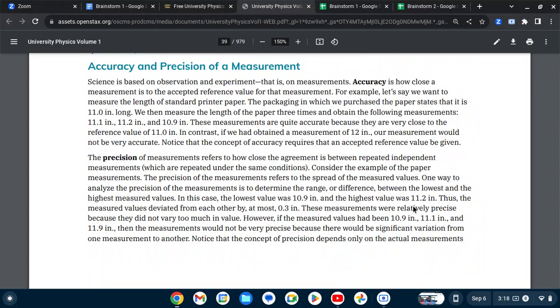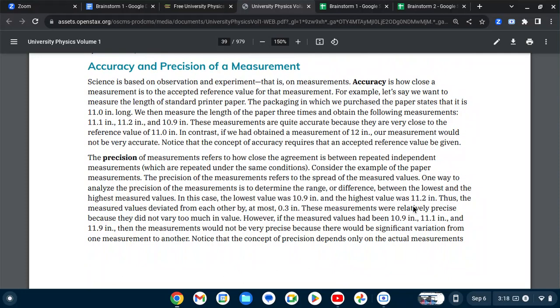For example, let's say we want to measure the length of standard printer paper. The packaging in which we purchase the paper states that it is 11 inches long. We then measure the length of the paper 3 times to obtain the following measurements: 11.1 inches, 11.2 inches, 10.9 inches. These measurements are quite accurate because they are very close to the reference value of 11.